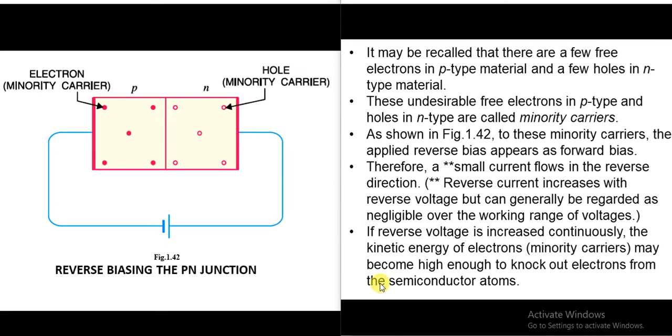So if the reverse voltage is increased continuously, the kinetic energy of these minority carriers can become very, very high. The kinetic energy of the minority carriers. Minority carriers means the electrons in the p-type and holes in the n-type. So the kinetic energy of these minority carriers, say electrons, may increase high enough that it will knock out the electrons from the semiconductor atoms, and because of it a large reverse current will flow, and this may burn the diode.